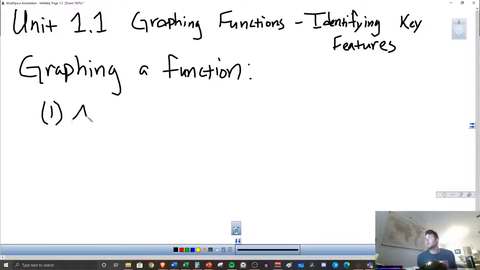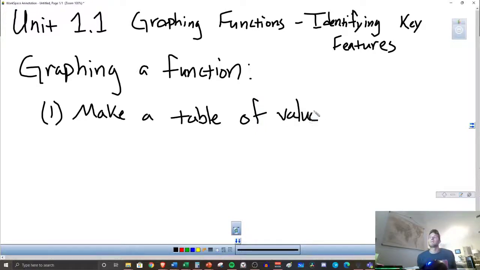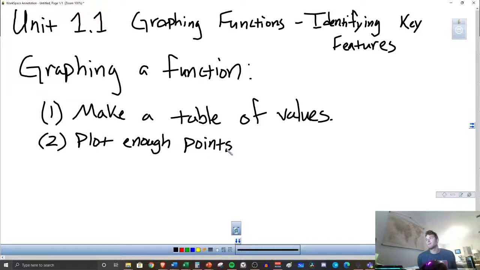First, you want to make a table of values, your X and Y table. That is what's going to generate your coordinates, your X's and Y's. And we want enough of those, so that's part 2. You want to plot enough points to get a good picture.